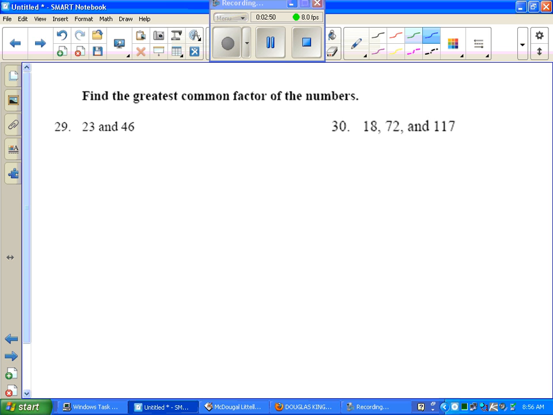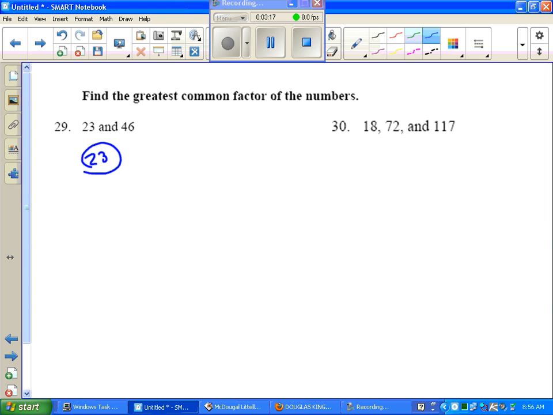Number 29, going way, way back on this one. Find the greatest common factor. The easiest way to do greatest common factor, or a shortcut method, is always to take the smallest one and see if you can multiply the smaller one by something and get the bigger one. Notice that 23 can be multiplied twice to get the number 46. So actually the greatest common factor of both of these is the number 23.